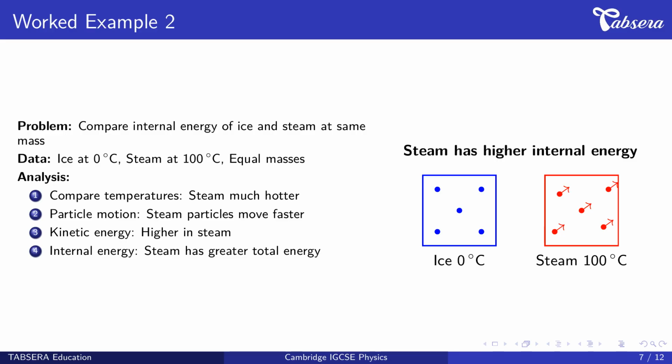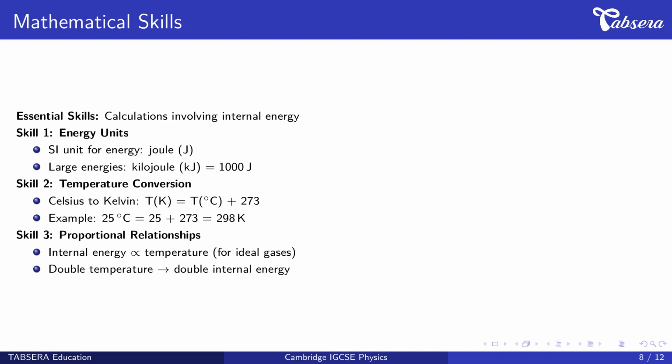Fourth, determine internal energy. Steam has greater total energy because it has the same number of particles but each moves faster. The diagram shows this clearly. Ice particles, blue, are relatively stationary in a rigid structure, while steam particles, red, move rapidly in all directions, shown by the arrows. Mathematical skills are crucial in thermal physics.